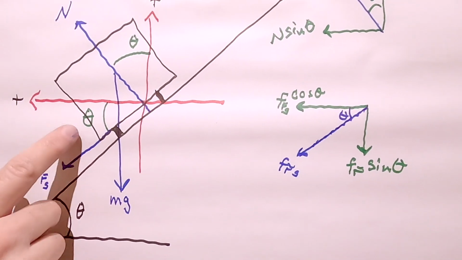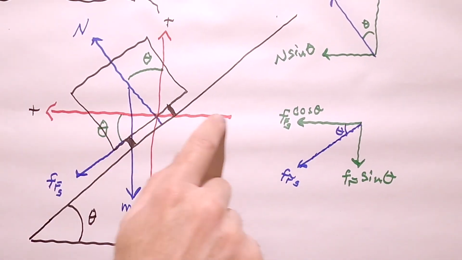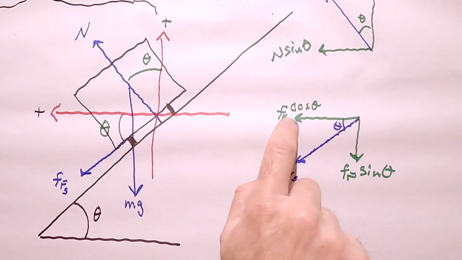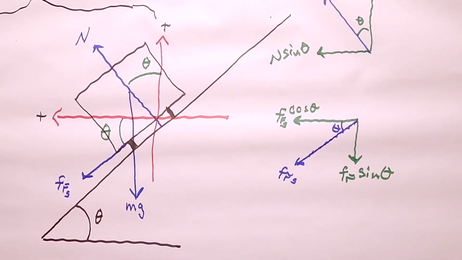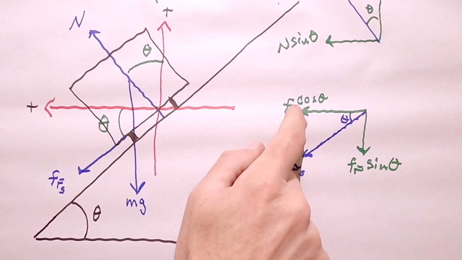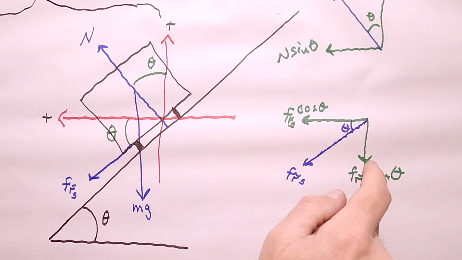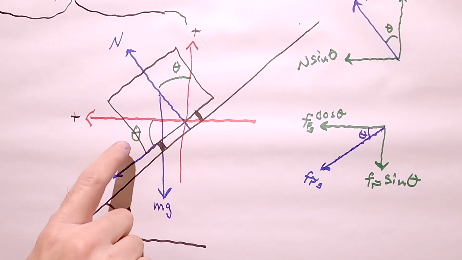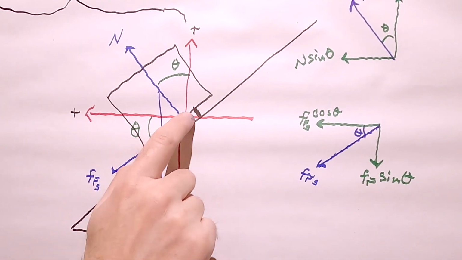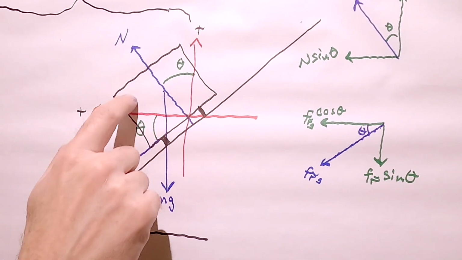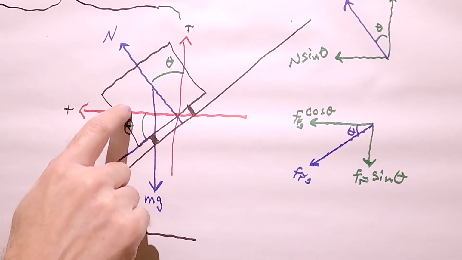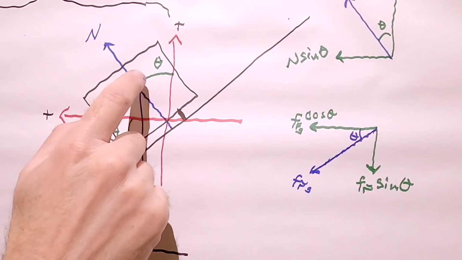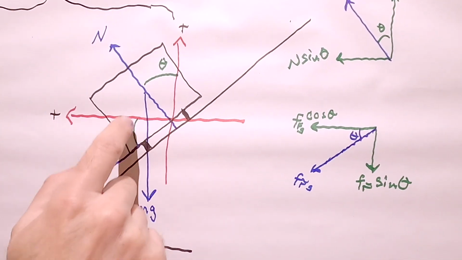Since that angle's theta, this angle's theta, something about two parallel lines and a line going through it. These two are the same angle. So if that's theta, this is the adjacent side, so that's the frictional force cosine theta. This side is the opposite, which I'll draw over here. That's the frictional force sine theta. So that friction breaks down into these two. The normal over here, since this angle is theta, and this line are perpendicular, that angle is 90 minus theta. This red line and that red line are perpendicular, so that's 90 minus theta. That's back to theta again. So these two are the same angle.